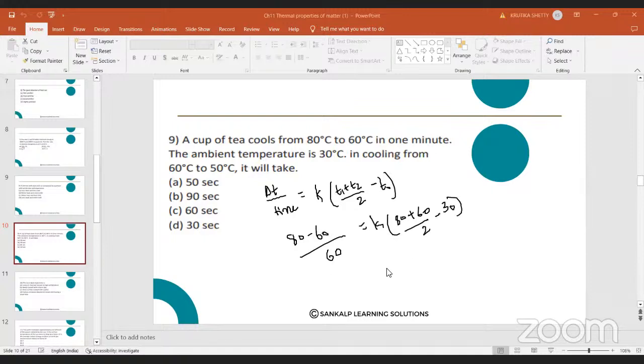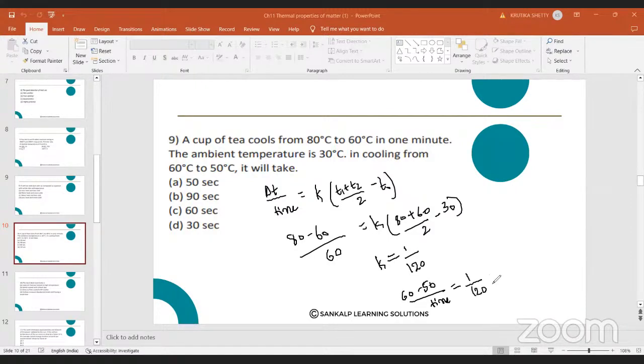Right? So if you simplify this, here all the values are known, only K is not known to us. If you simplify this, you will get K. The K value is, anybody got the K value here? So simplify. What is the K value? If you simplify this, the K value is found to be 1 upon 120. Right? Similarly, after getting the K value, let us go to the conversion from 60 to 50 degrees. So it is 60 minus 50 divided by time is equal to, K value is how much? K value is 1 by 20.